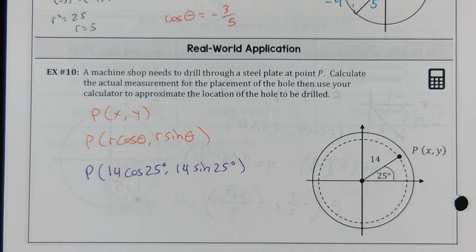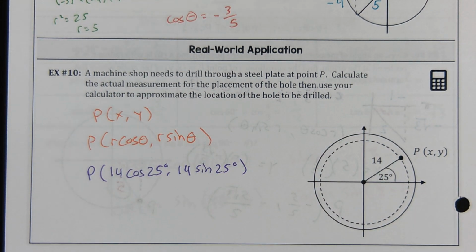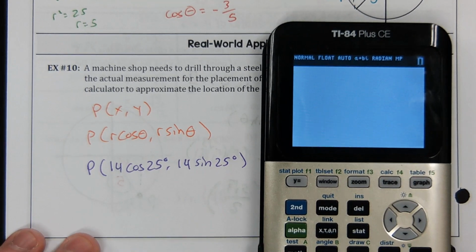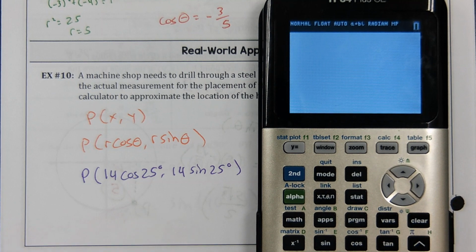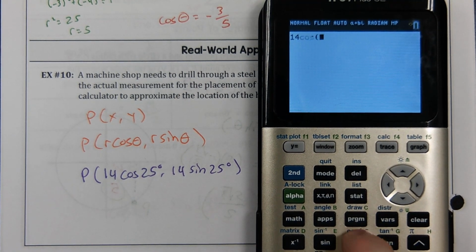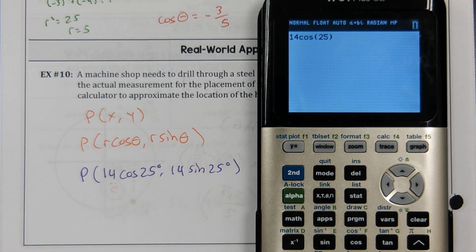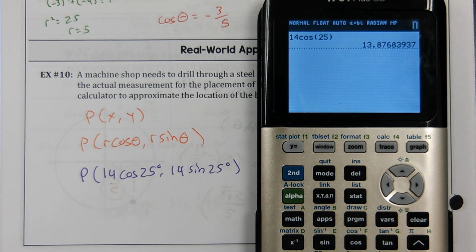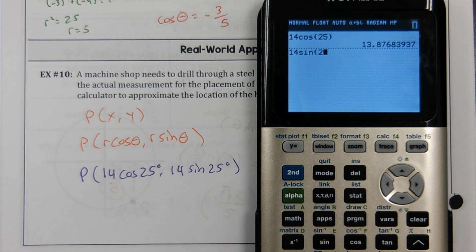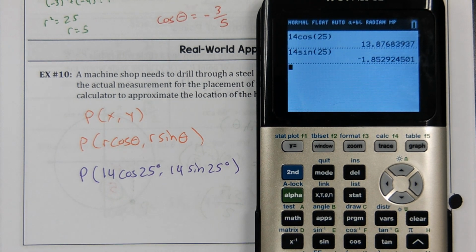The radius and the trig? Yeah, but you don't have to put a dot there, I mean, it's like saying 14x. And then it says, use your calculator to approximate the location. That means type 14 cosine of 25 and 14 sine of 25 on your calculator. That's what that means. So let's get it. 14 cosine of 25 equals, and 14 sine of 25 equals.